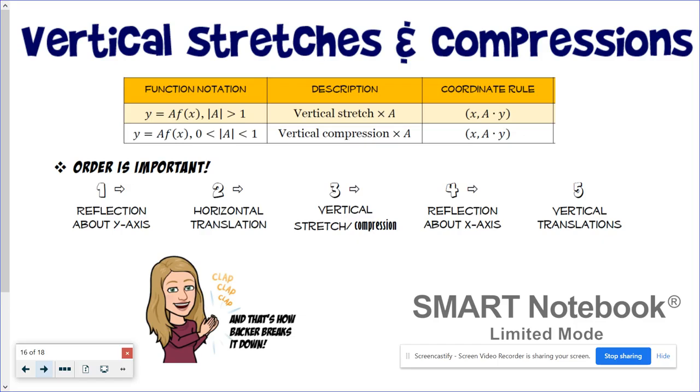So there you have it, vertical stretches and compressions. Basically, we're looking for multiplication at the very front of the function, and that will tell us there's been a vertical size change. It's a stretch if that absolute value is greater than 1, and a compression otherwise. What that means is all the y values are going to increase by a factor. So we multiply all our y values by that stretch factor or compression factor. And that's how Backer breaks it down.